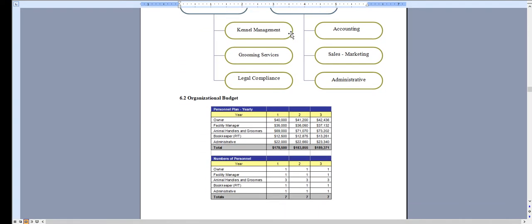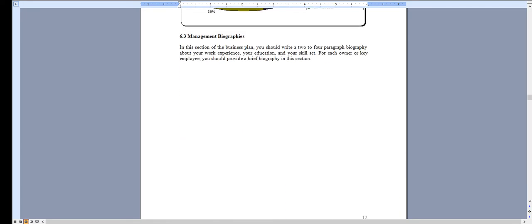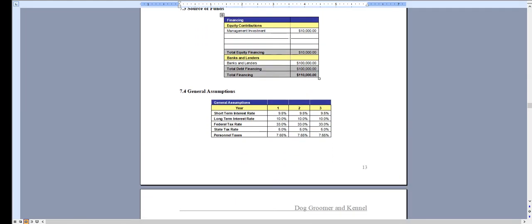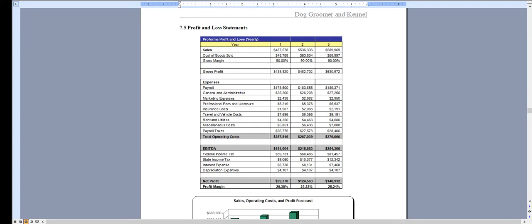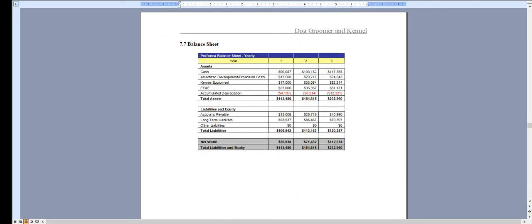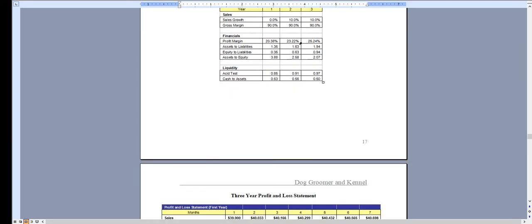Overview of your organization. Headcount and payroll. Again, all of this can be adjusted. And then, of course, the financial plan, which is done over a 3-year period and has a profit and loss statement, cash flow analysis, balance sheet, break-even analysis, business ratios.